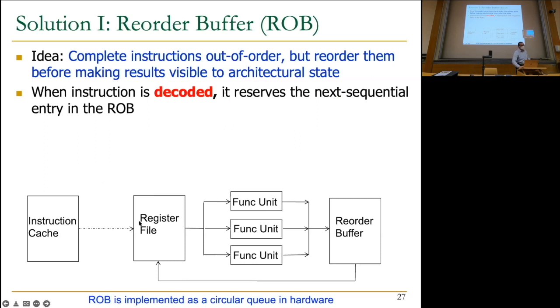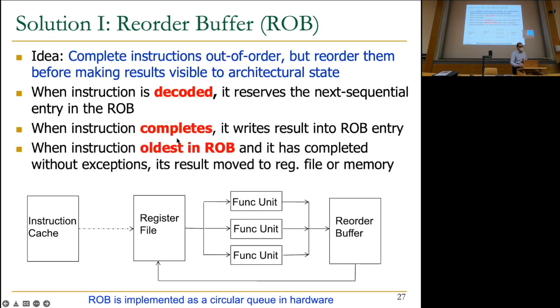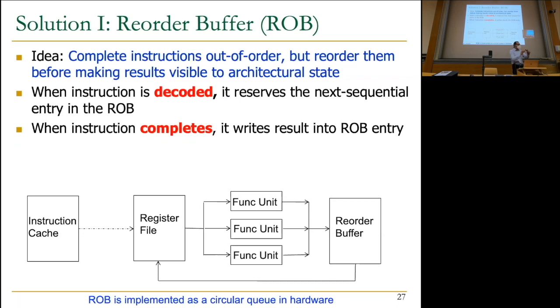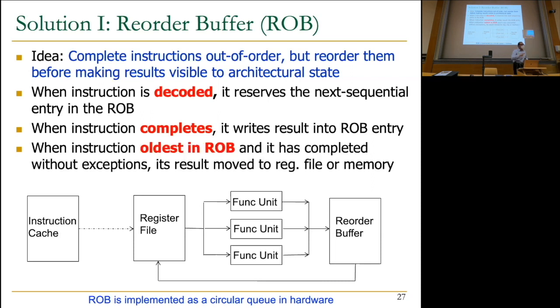So instructions are still decoded in order. When an instruction is decoded, it reserves the next sequential entry in the reorder buffer. It basically writes its information into the reorder buffer, saying, this is the instruction, and I'm going to produce this destination register ID, for example. When it completes, it writes the result into the reorder buffer entry. I produce the result, let's say value 500 for this destination register ID, and write it into the reorder buffer. And the reorder buffer keeps checking the oldest instruction in the reorder buffer.